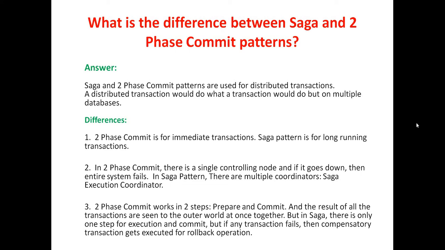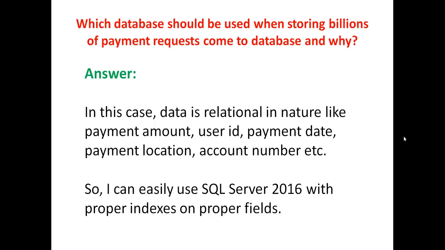In two-phase commit, it works in two steps, prepare and commit, and the results of all the transactions are seen by the outer world at once together. But in Saga, there is only one step for execution and commit. But if any transaction fails, then a compensatory transaction gets executed for rollback operation. So these are the differences between Saga and two-phase commit patterns. Let's move to the next question.